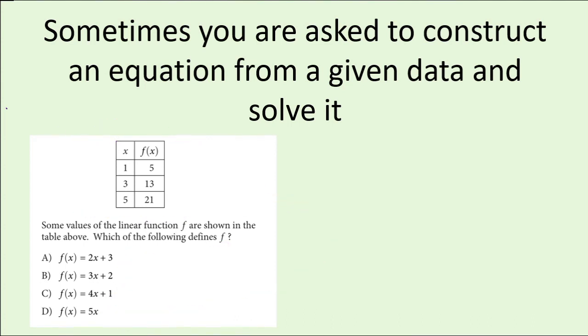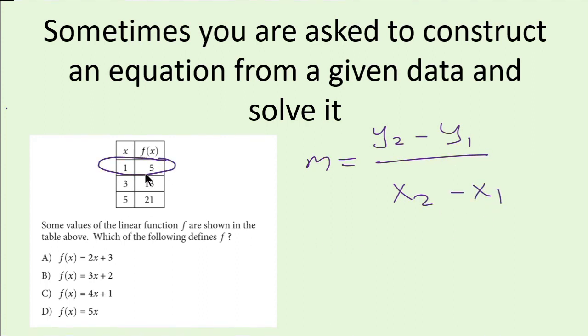Well, the best way to solve such questions is to first find the slope from the data here. Now, we know how to find the slope. The equation of slope goes like m is equal to y2 minus y1 divided by x2 minus x1. Now pick any point. Here we have points 1, 5, and here 3, 13, and here 5, 21. Now let's pick this point as the second point, and let's pick this one as the first point.